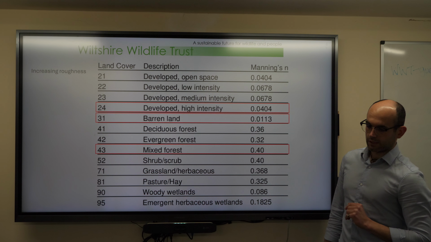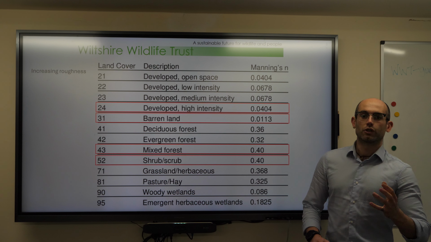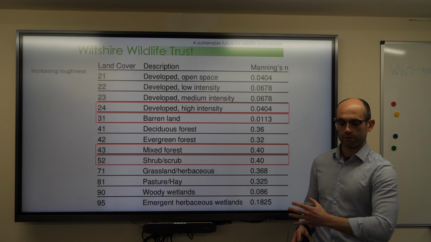Compared to something like mixed forest and shrub and scrub, so tree planting and hedges, they've got some of the highest Manning's values out there because they increase the percolation through the soil, slowing the flow, and also the physical barriers that they create to intercept some of that overland flow as well.